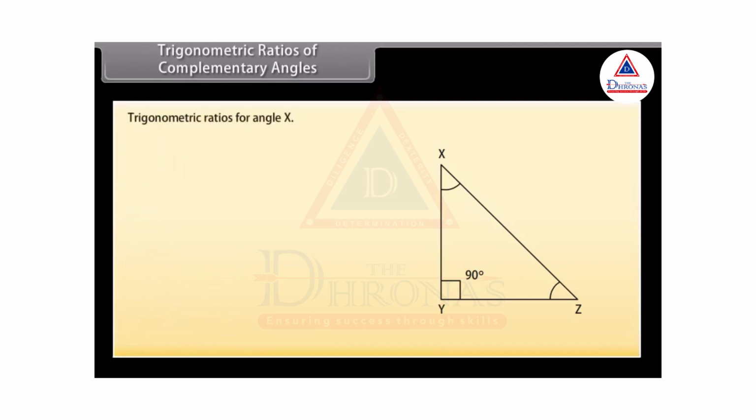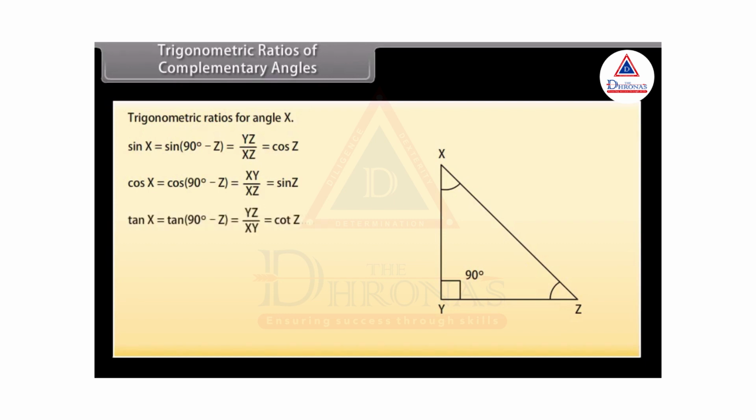Let us now list the trigonometric ratios of angle X. Sin X is equal to sin 90 degree minus Z equals YZ upon XZ equals cos Z. Cos X is equal to cos 90 degree minus Z equals XY upon XZ is equal to sin Z. Tan X is equal to tan 90 degree minus Z equals YZ upon XY equals cot Z.